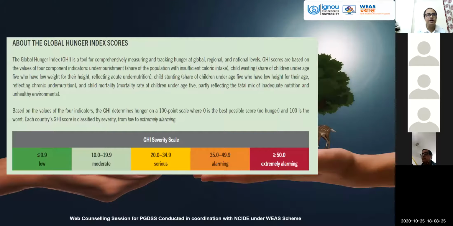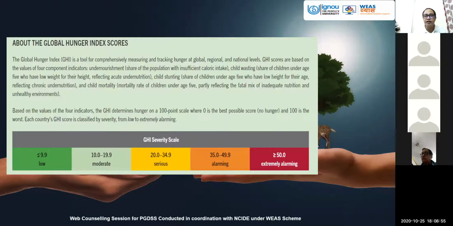So let us have a quick look into how the Global Hunger Index scores are calculated. It is a tool to comprehensively measure and track hunger at global, regional, and national levels. They are based on the value of 4 component indicators. Before 2020, they used only 3 components. From 2020, they use 4 indicators.